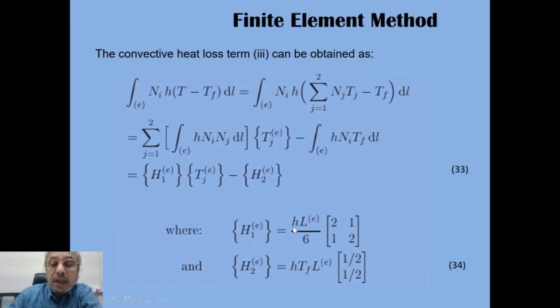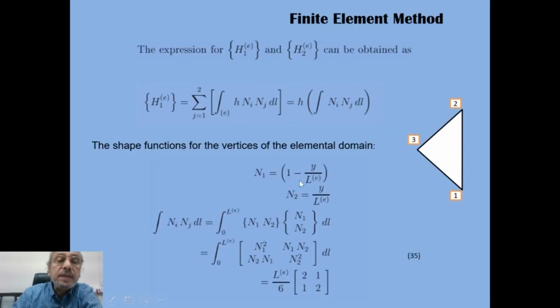H1 is HL by 6 multiplied by matrix 2 1 1 2, and H2 is H Tf into the length of the line segment, half and half, again one array, basically a column matrix. So now evaluation of H1 and H2 we will discuss in the next slide.